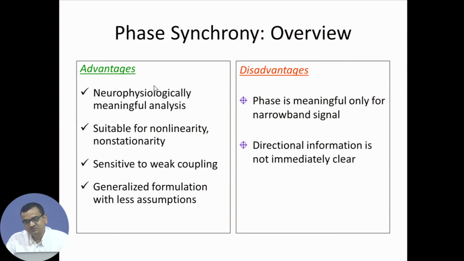So if electrode X and electrode Y show phase synchrony, you do not have immediate information on whether X is influencing Y or Y is influencing X. Although, after saying this, there are certain improved methodologies, using a slightly more complicated way, by which you can calculate directional information from the phase. Quite a few methods are there, and each has certain sets of assumptions.